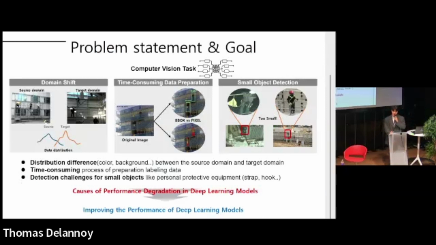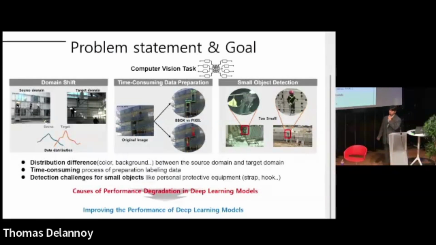And then, effective training of a deep learning model requires detailed labeling data at the bounding box or pixel level. This process requires a lot of time and effort. Lastly, the small object problem. Small objects are represented by few pixels within an image, which degrades performance in deep learning models. This study proposes methods to address these issues in data generation and performance degradation.